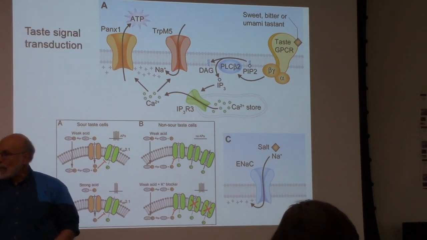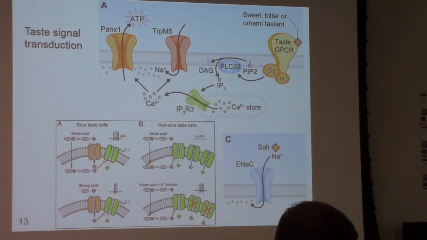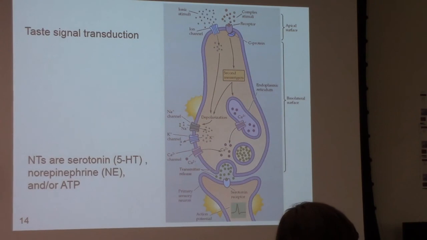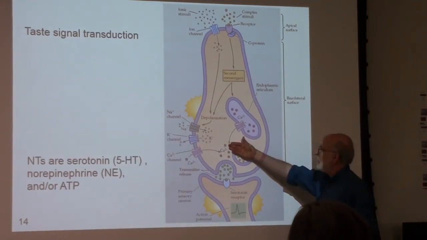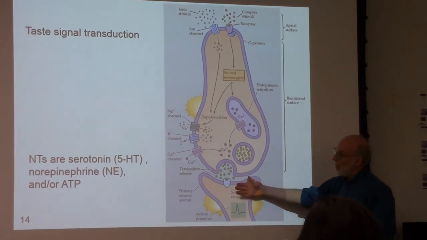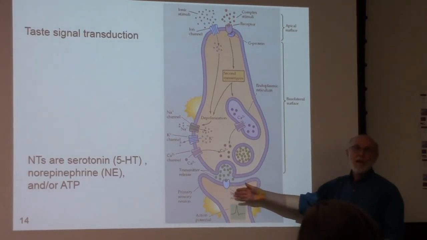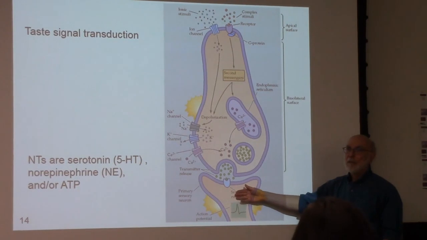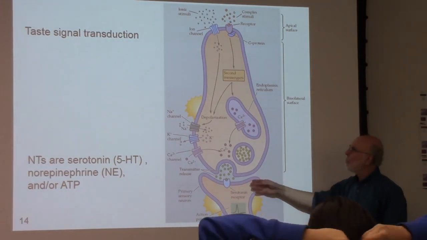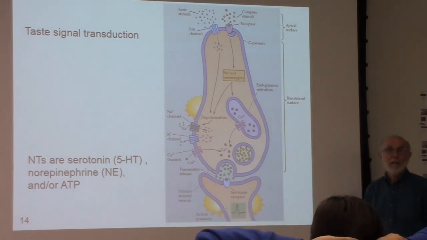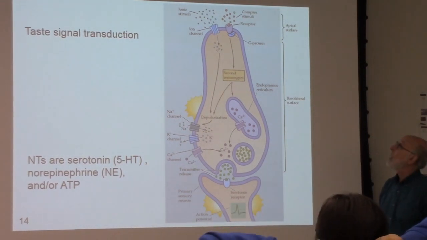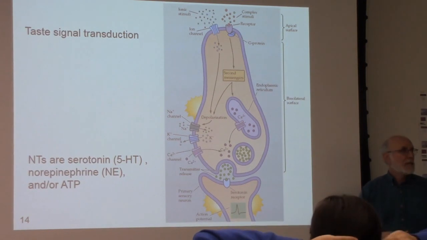Okay, so that's the key physiology of taste. It's summarized in this slide too. Calcium, neurotransmitter release. Here it's called serotonin. That's one of the neurotransmitters. There are several, I think. But if you can narrate the stories on this slide, you've got taste physiology.